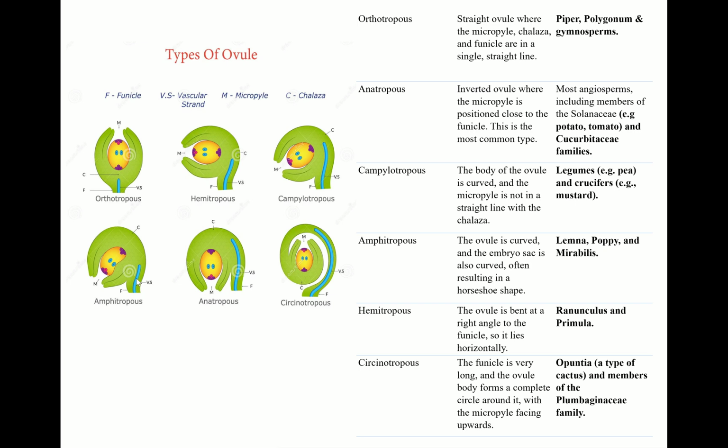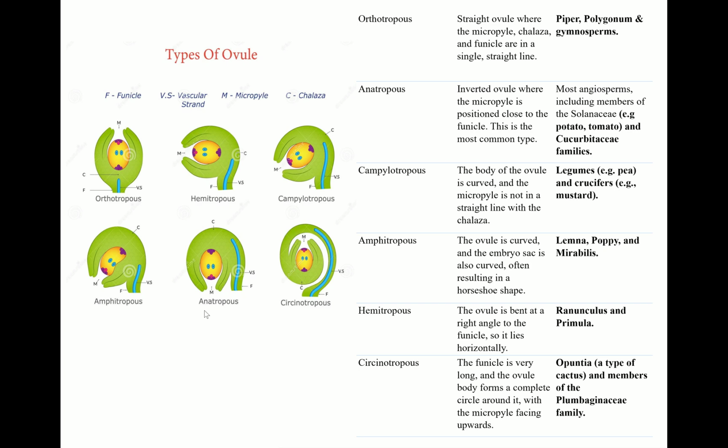So let's see how many types of ovules are present. The first type is the orthotropous ovule. In this case, the micropyle, chalaza, and funiculus lie on a straight line, whereas in the anatropous ovule, the whole ovule is inverted by 180 degrees, and the micropyle is positioned close to the funiculus. It is most commonly seen in angiosperms.